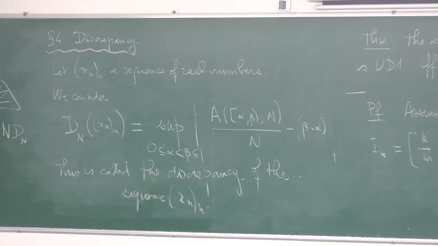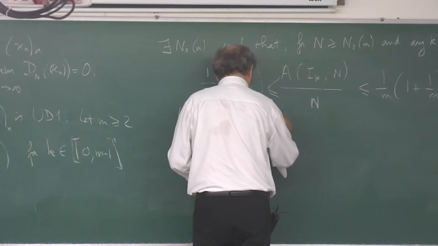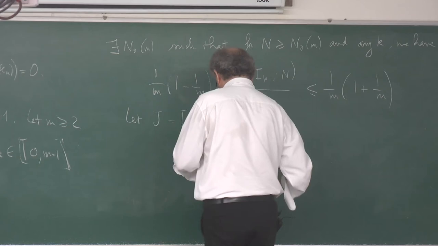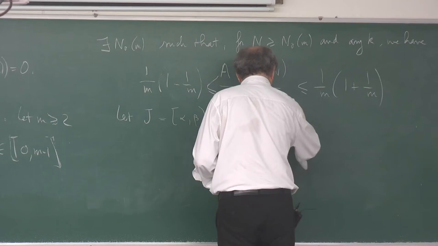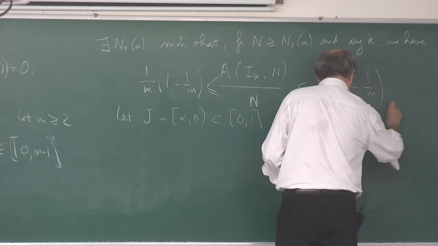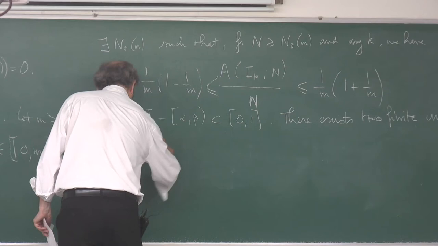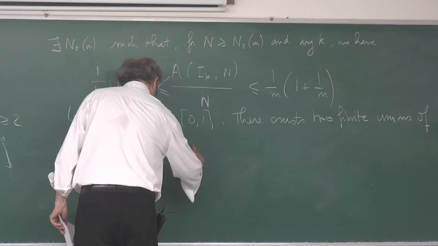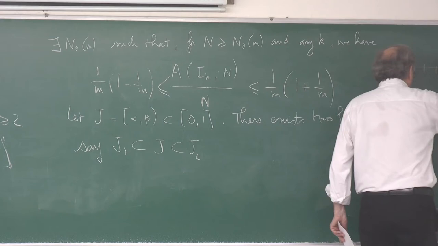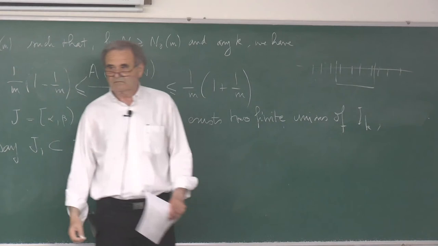So let J, which is alpha beta in 0, 1, closed or not closed, this one is open, there's no difference. So, okay, you can find two finite unions of I_k, say J1 and J2, such that J is between J1 and J2. You see, you have some interval here, so you have a little grid like that. These are the I_k. Now you take some interval like that. You see that there is one which contains and one which doesn't contain, and they are rather close one to the other, of course.